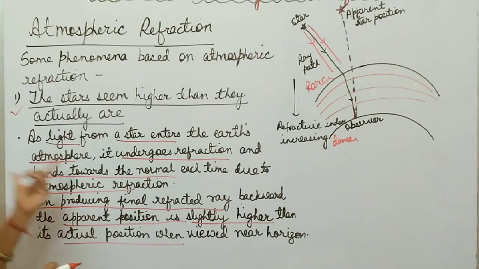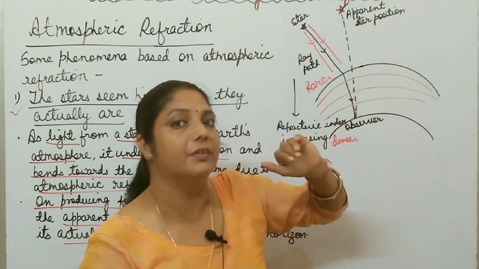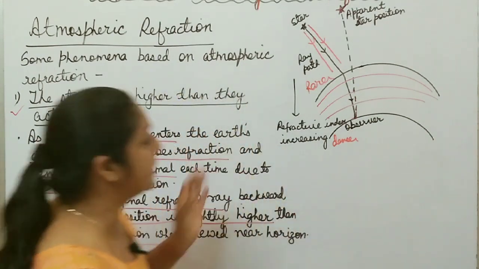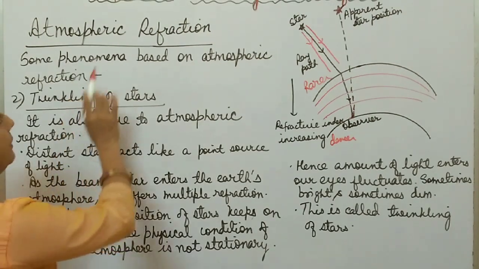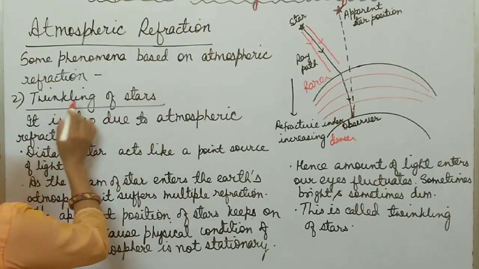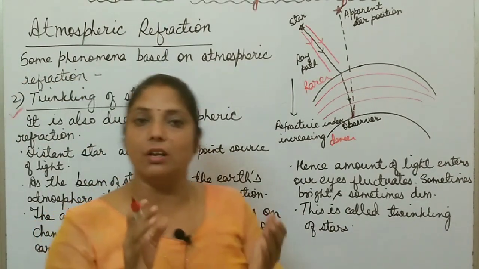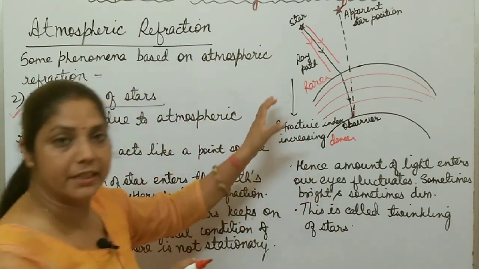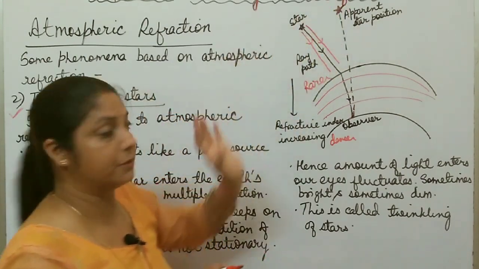So after this, this apparent position is also not constant, it changes with time, and that effect is called twinkling of stars. So please take a screenshot of this one first, then we will discuss the second phenomenon, twinkling of stars. Now the second phenomenon based on atmospheric refraction is twinkling of stars. What does it mean? Stars always appear at the apparent position, not at the actual position. We already discussed, it always appears higher than the actual position, right?